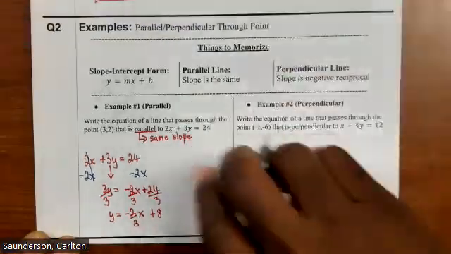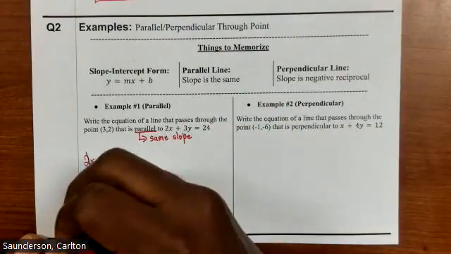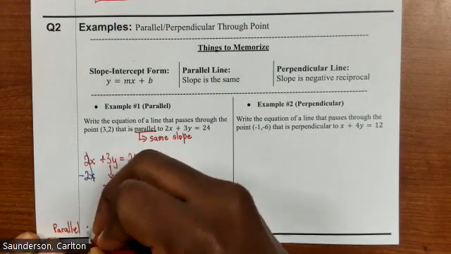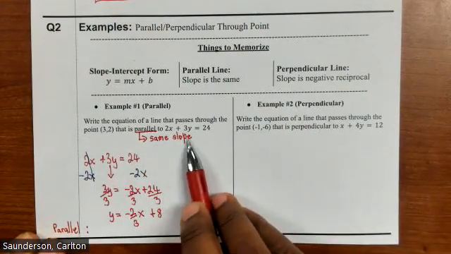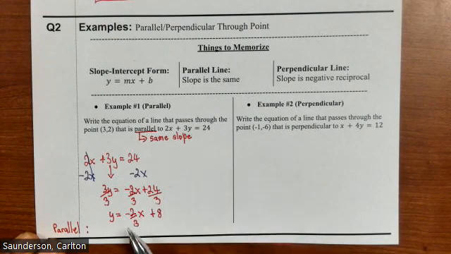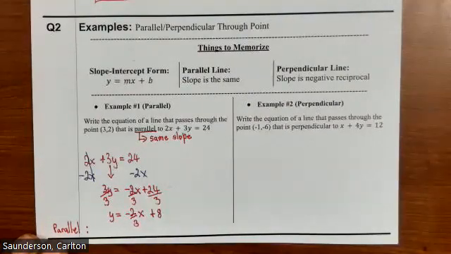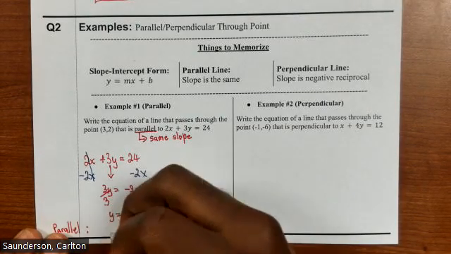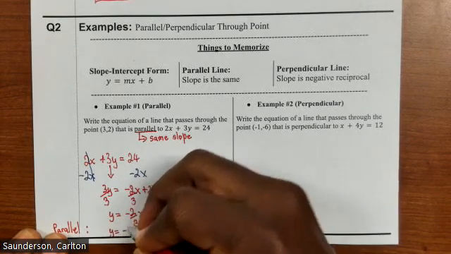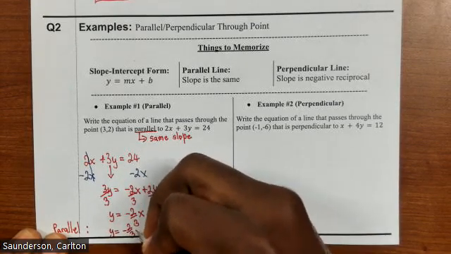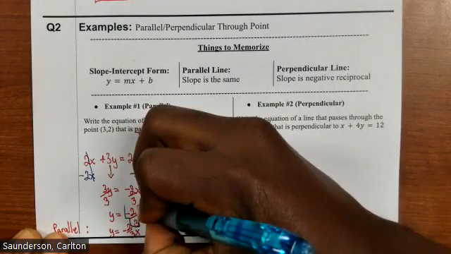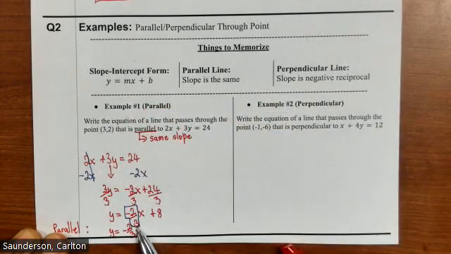Now that we have the equation, we now need to do the parallel. We know that parallel means same slope. And if you recall, guys, this represents your slope, so this slope is going to stay the same.